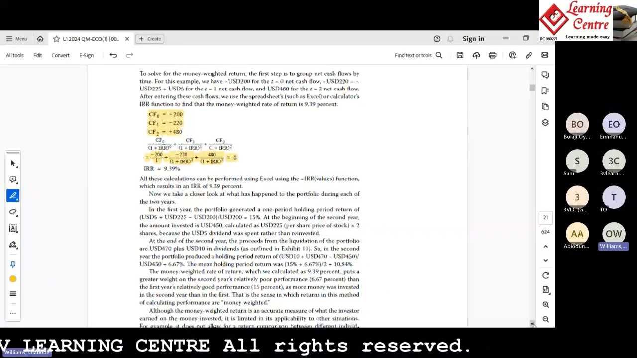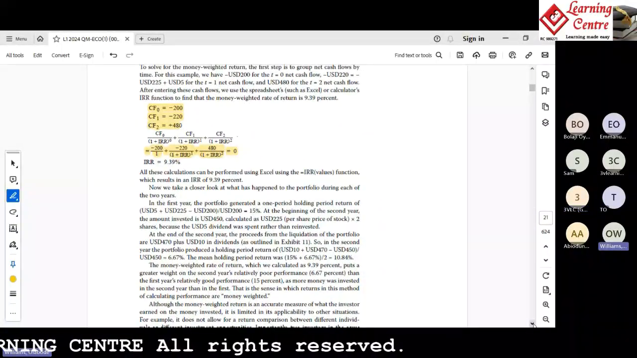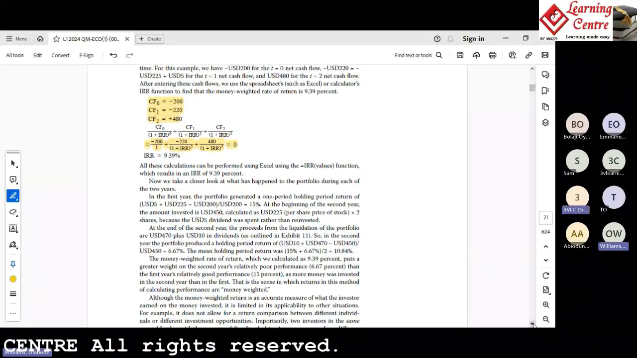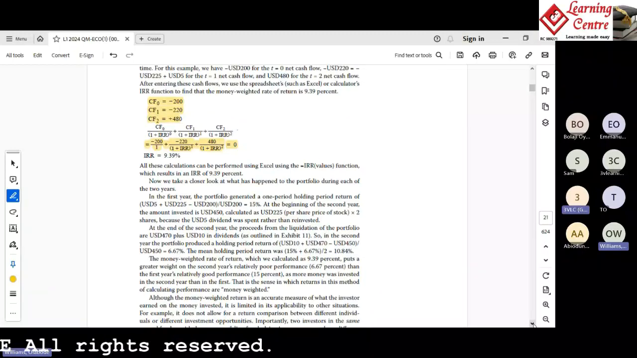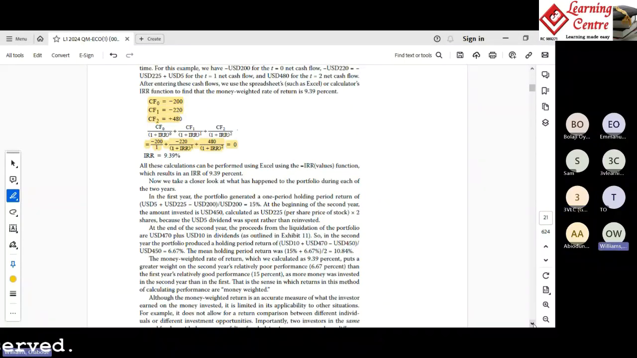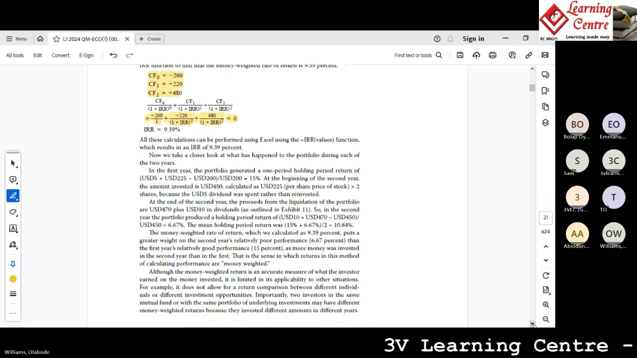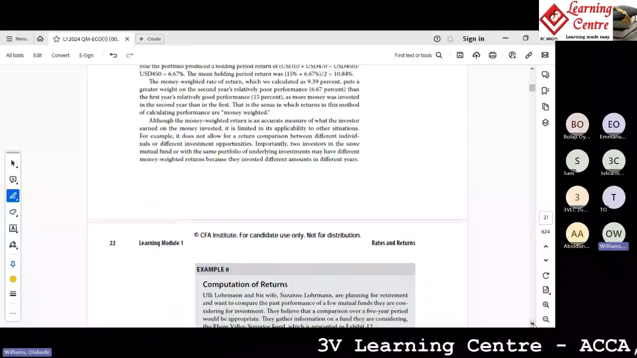I'm going to skip these other ones. Essentially, it is just explaining the IRR and the money weighted calculation, really just to prove to you that this IRR calculation is correct. That's what all of this explanation is doing. So let's move on.